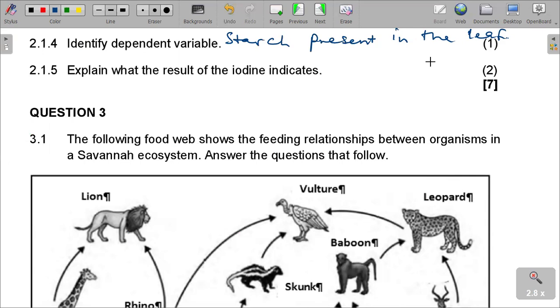Next question. It is saying what the result of iodine indicates. So the iodine changes from brownish orange to dark blue-black, which indicates that the leaf or other part of the plant contains starch. That is what the iodine would actually show.